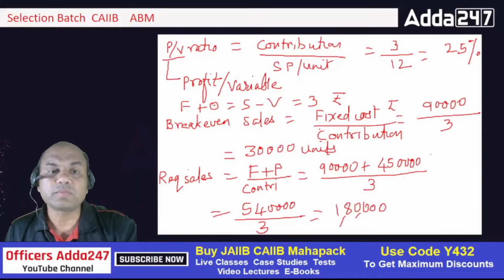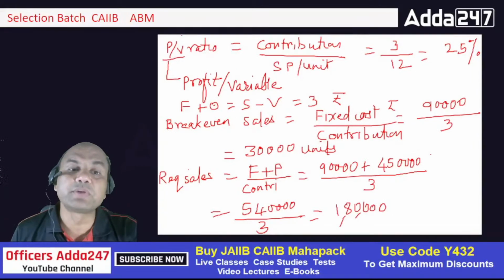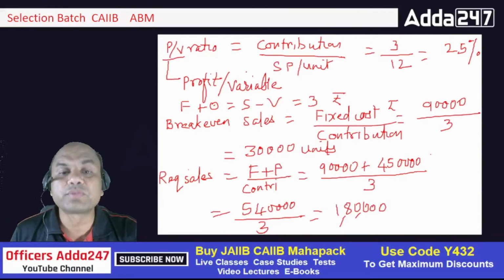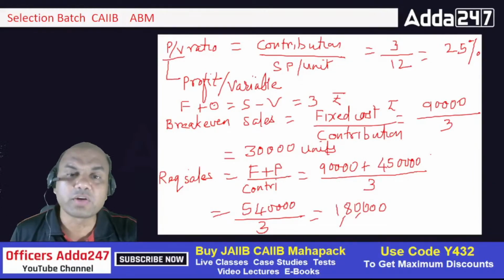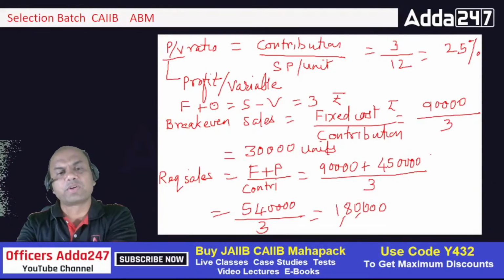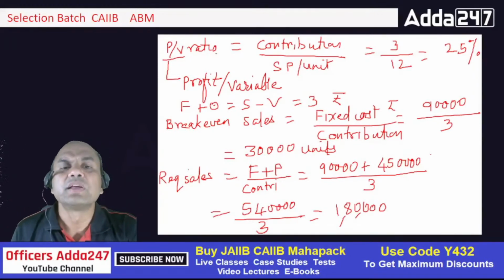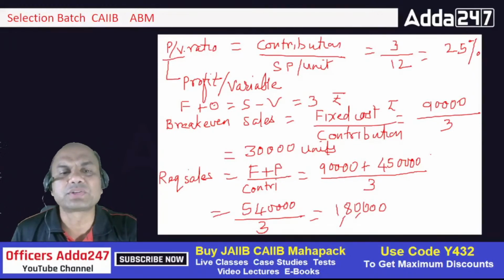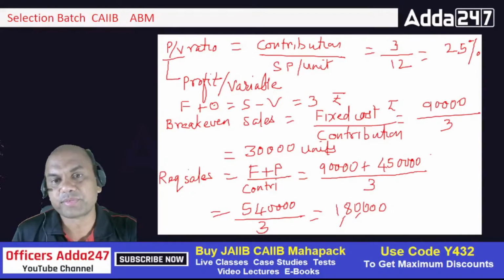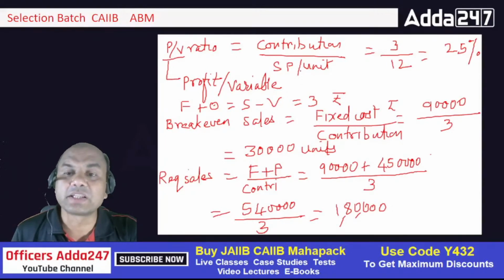Sure. Now how to calculate this? First is PV ratio. So what is PV ratio? Profit to volume, or variable cost also you can call it. It is generally called profit to volume. So let's consider it simply as PV ratio. The formula is contribution upon selling price per unit.